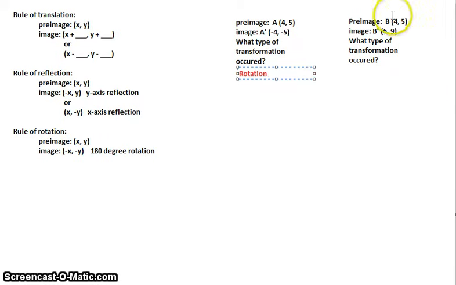Then our next one is our pre-image is 4, 5, and then our image is 6, 9. Sorry, I fixed that a little bit. Our pre-image is 4, 5, and our image is 6, 7. So what type of transformation occurred? Well, if I look at these, what I did to get to the x is I added, and what I did to get the y is I added. So I added a number to those, and for the first one I added 2, and for the second one I added 2. So that means that I'm dealing with translation, and that would be the type of transformation that occurred here.